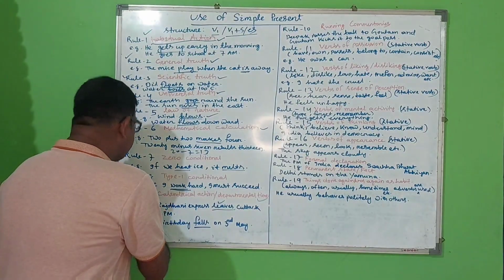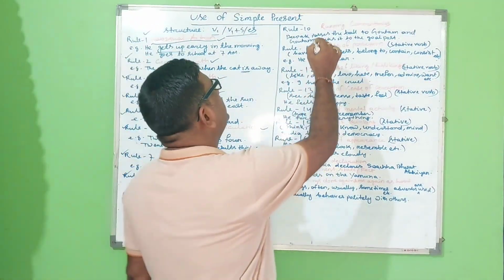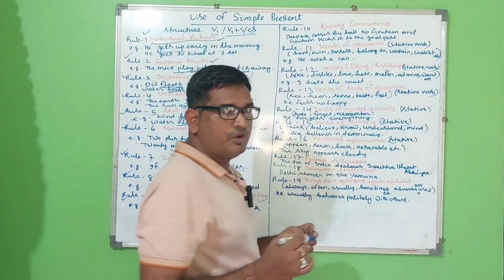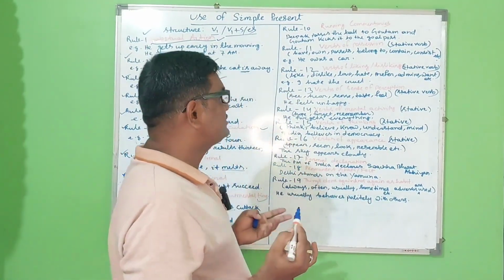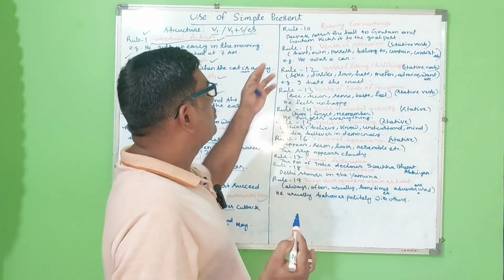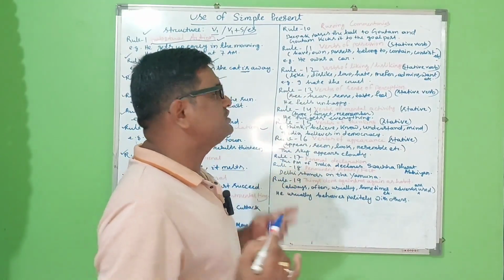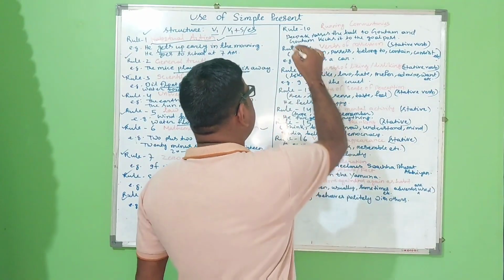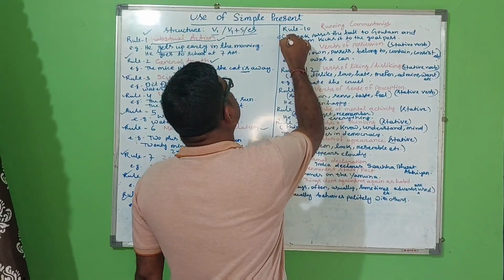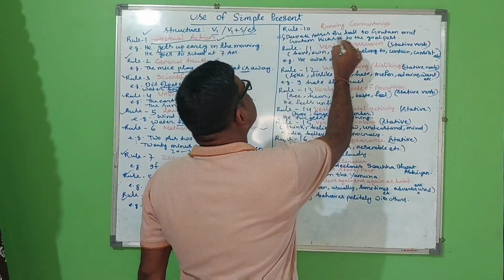Then rule number 10, that is running commentaries. We watch cricket match, football match, volleyball match. The commentators, what do they do? They use simple present tense. Clear? For the running commentaries. It's an example regarding a football match. You say, Deepak passes the ball.